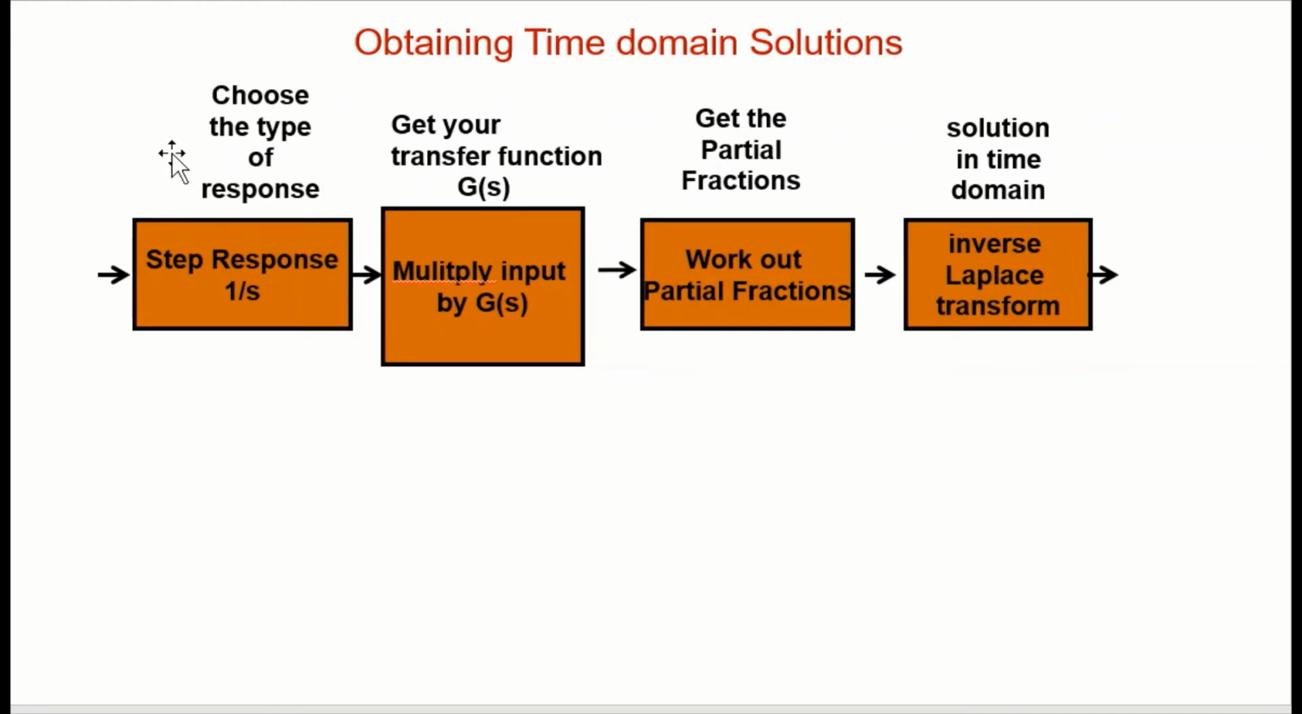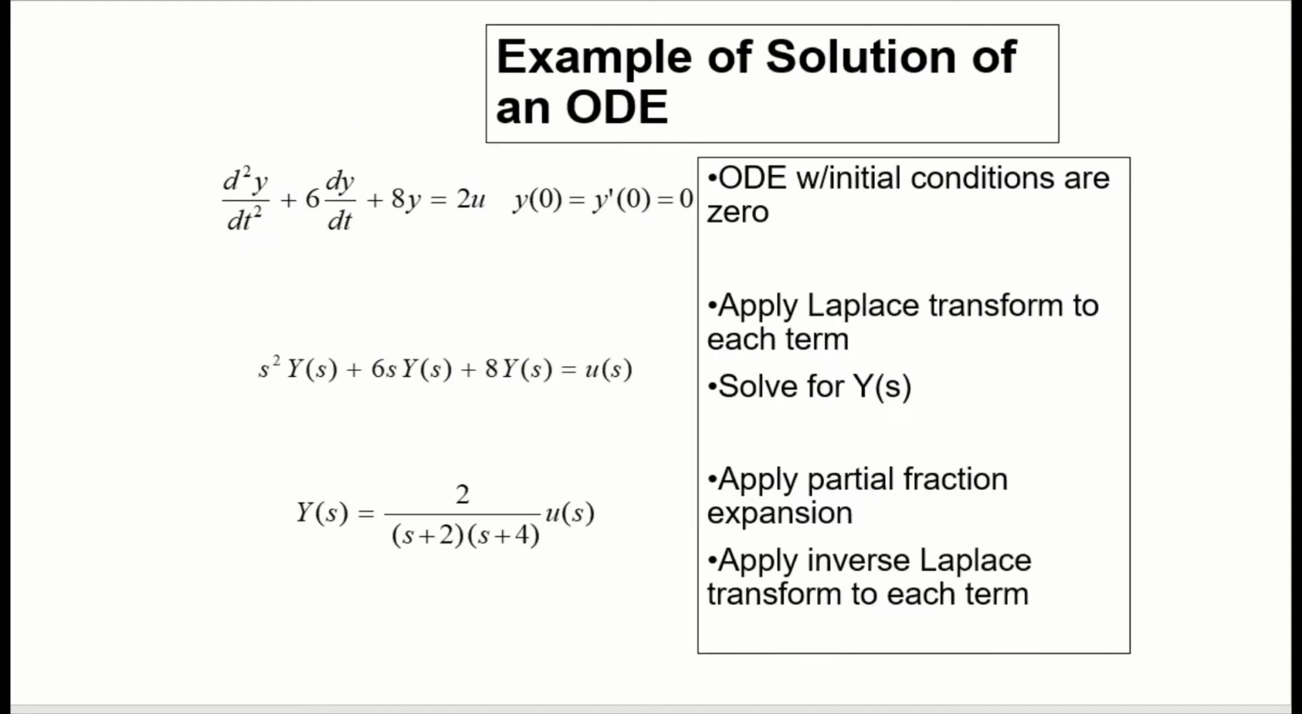And so this is how we could do it. First of all, we choose the type of response we want, so it could be, say, 1 over s. We get our transfer function G(s), and then we multiply this by this to get an overall function. Then we take that overall function and split it into partial fractions, and then we take the inverse Laplace transforms, and we'll get the time domain solution. So in principle, it's a little bit long-winded, but it does work nicely.